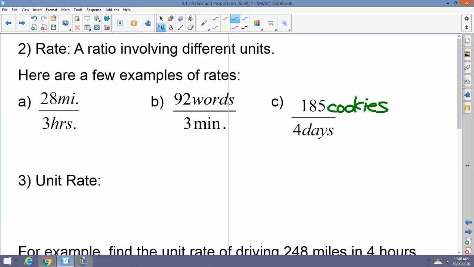Does that make sense, guys? Different units, my brothers. Okay? That's what a rate is.